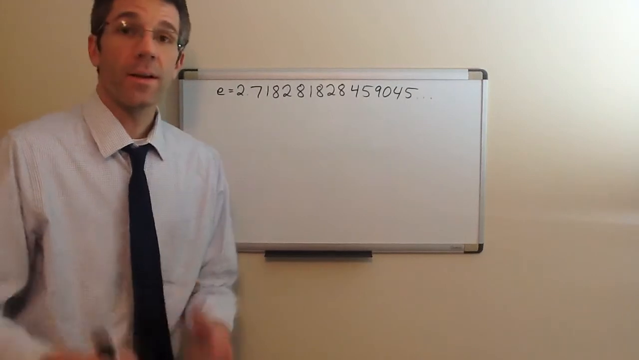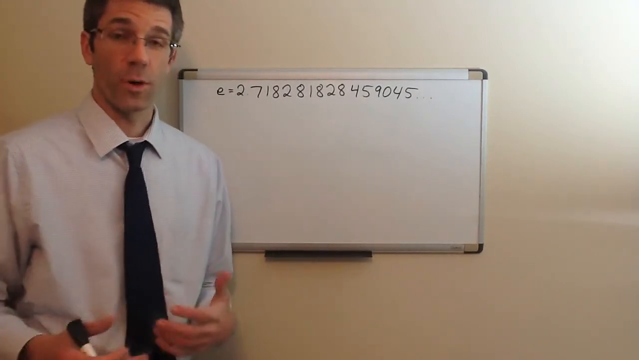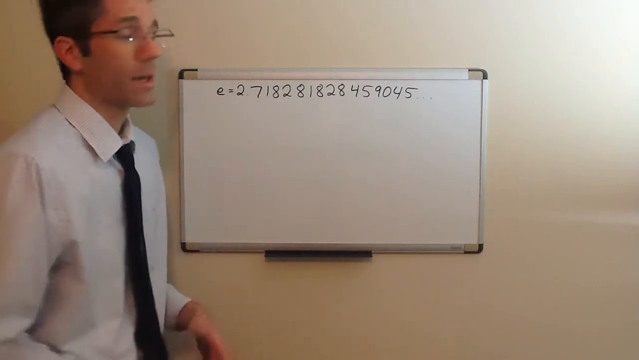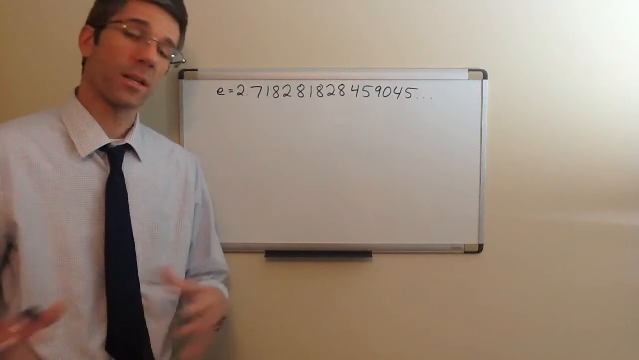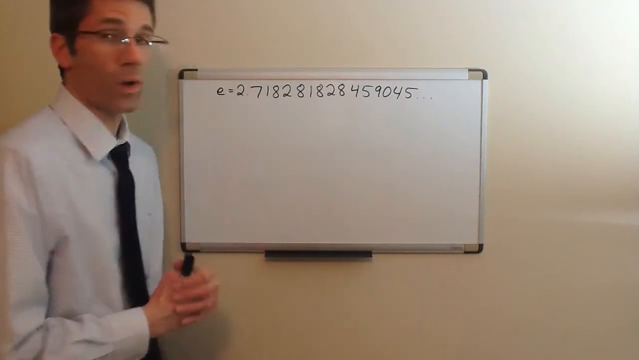E is a number that is irrational and it goes on forever. It's named after a mathematician by the name of Leonhard Euler, whose name started with an E. It's spelled E-U-L-E-R. It's a number that's used a lot in banking formulas and a lot of other things related to calculus and things along those lines. So what we're going to do with this is round it to different places.